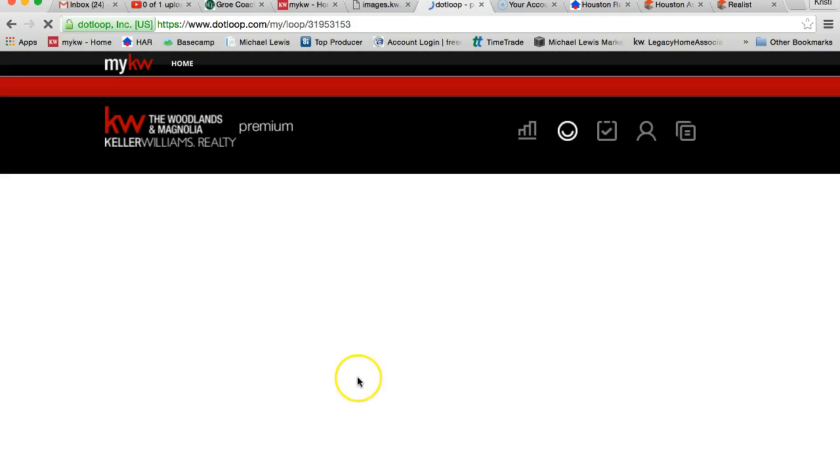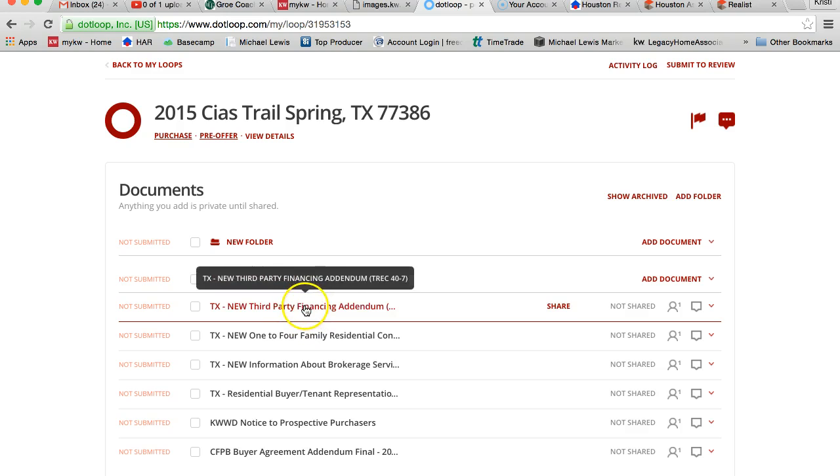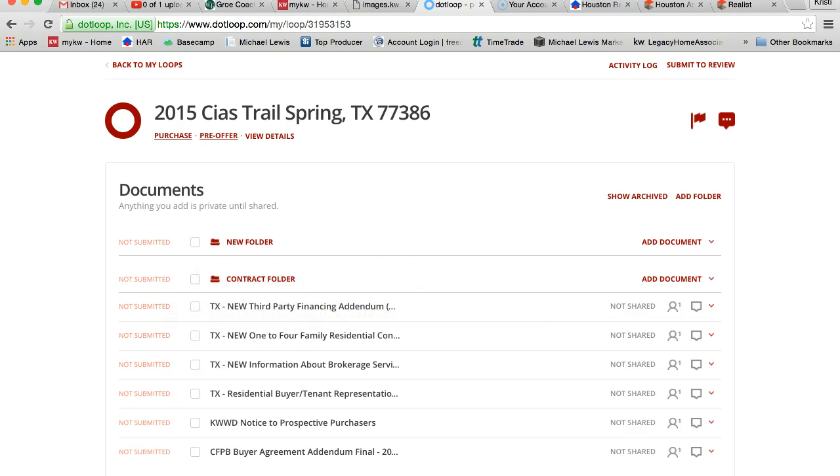And again, remember, whenever you submit the contract to the listing agent, you're going to make sure that you include the 1 to 4 family and the third-party addendum, as well as the other documents. And there are going to be additional videos on that.